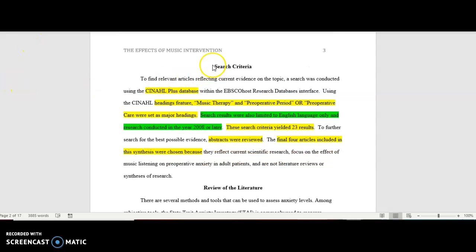The next part of this paper is your search criteria, and we talked about that. Remember, you're going to use 2 databases. So in this example, they talk about CINAHL Plus. That's the database they used. They used these headings when they were searching for articles: music therapy and preoperative period or preoperative care. Then they limited that search to English language only, and the articles had to be from 2008 or later.